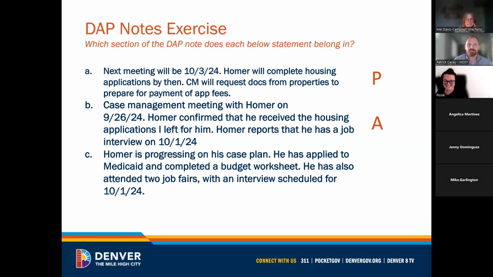Melanie. So the reason that this is assessment is that it's an assessment of how the client is progressing, and he's saying like he received the housing applications, he's got a job interview on this date. It's like status of the goals that he's set essentially. All right. And then the last one by default is going to be data. Homer's progressing on his case plan, applied to Medicaid. So it's just kind of like reporting out what has happened in data. It's just kind of those factual pieces.